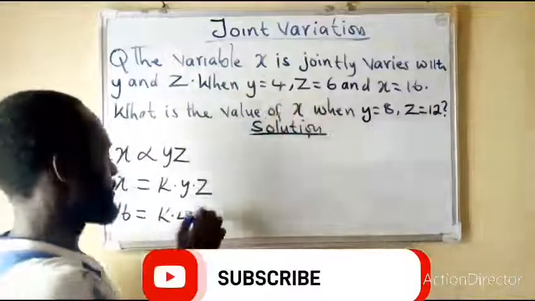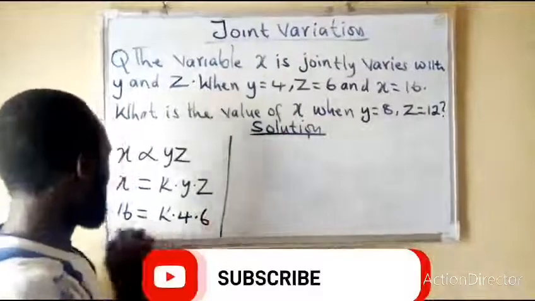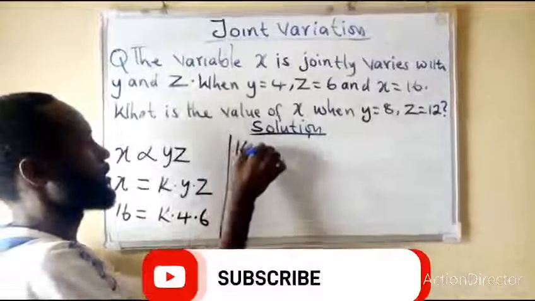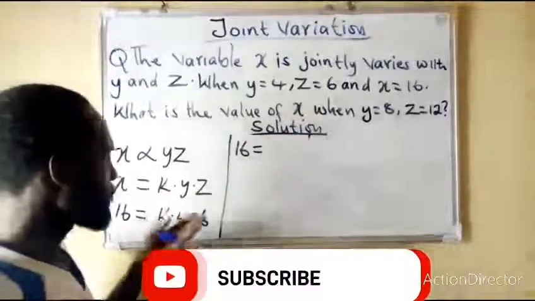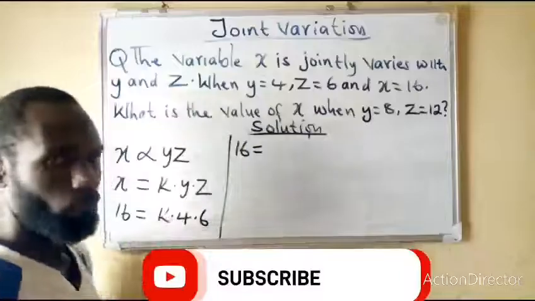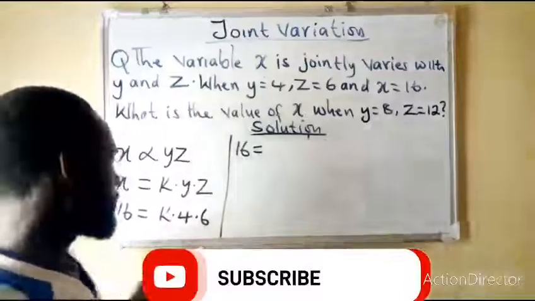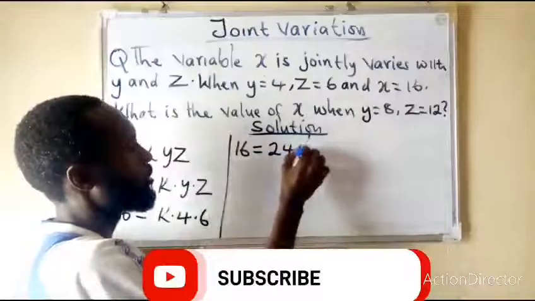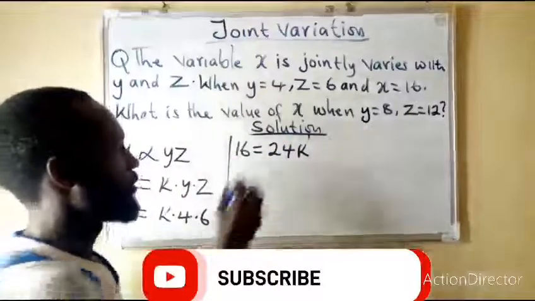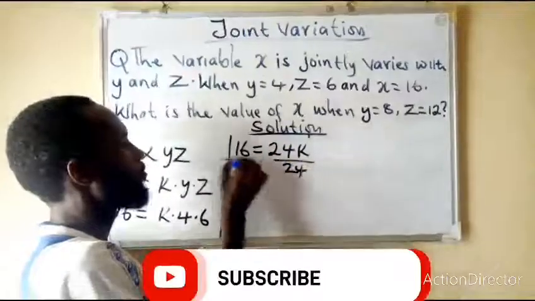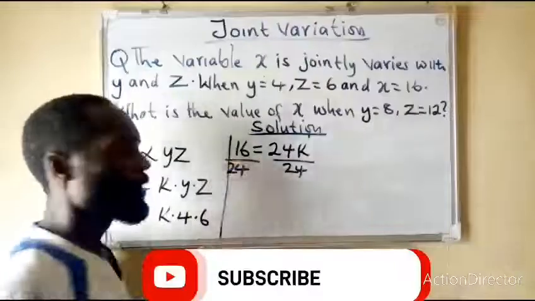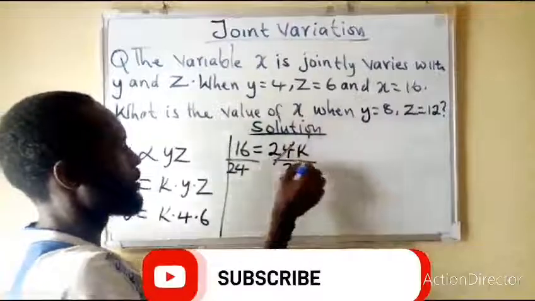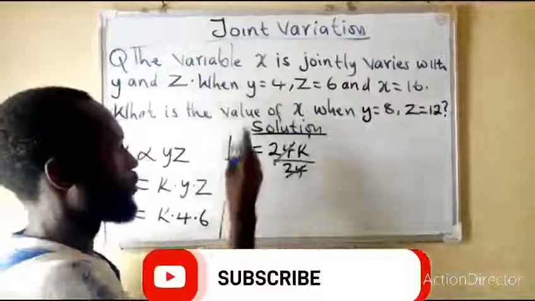Z is 6. So the next thing is to say 16 is equal to, we multiply this, 4 times 6 then times k. 4 times 6 will give us 24. 24 times k will give us 24k. So we are looking for the value of k. We divide through by 24, like this. Next thing is to cancel this 24 because they will go as 1.